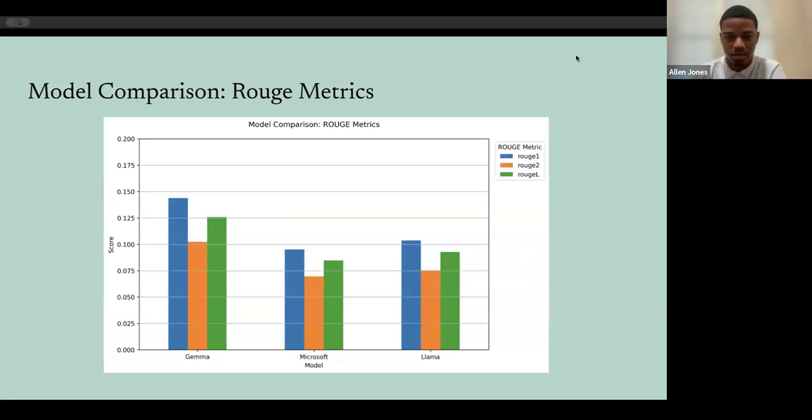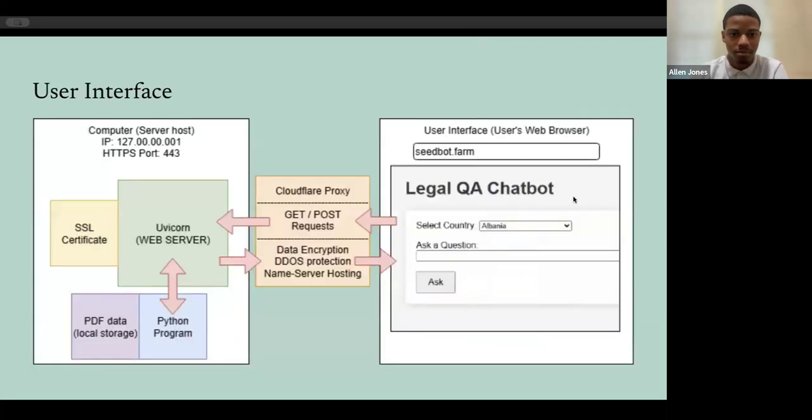And then these are how all 3 models performed. Gemma performed the best, Llama was second, and then Microsoft Phi-3 was third. And then we ended up going with Microsoft Phi-3 just because it was more lightweight. We ended up running our website off of one of my group mates' computers, like his PC at home. So that was the only one that would run on a local server. And we ended up using Uvicorn for our web server. And then we have the domain Seedbot.farm.